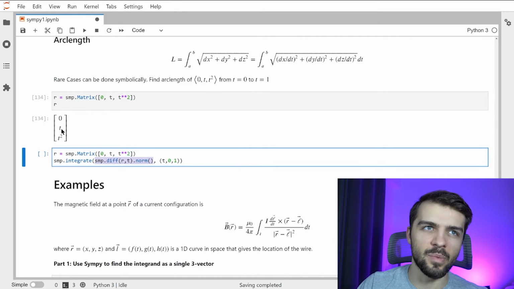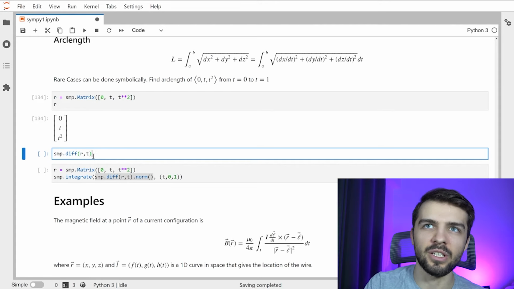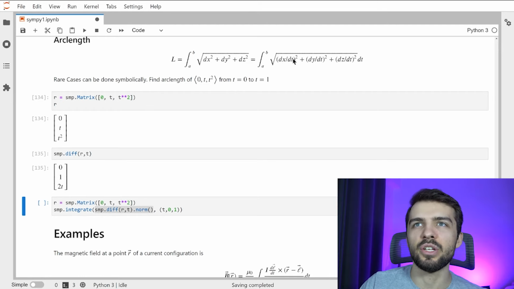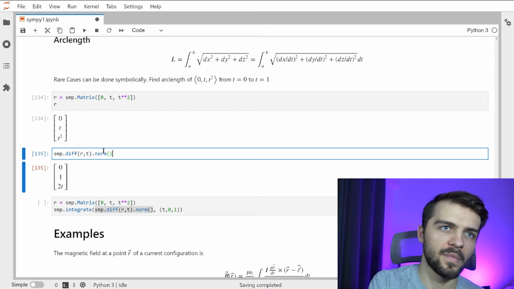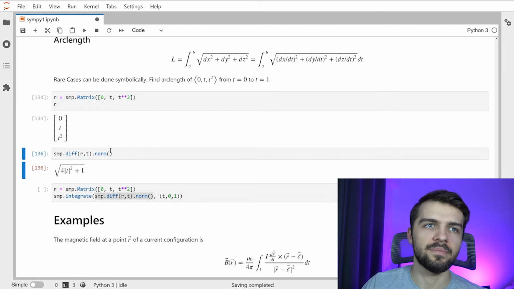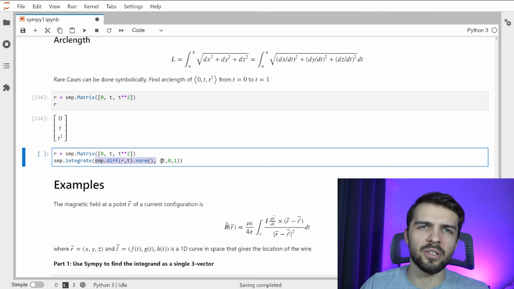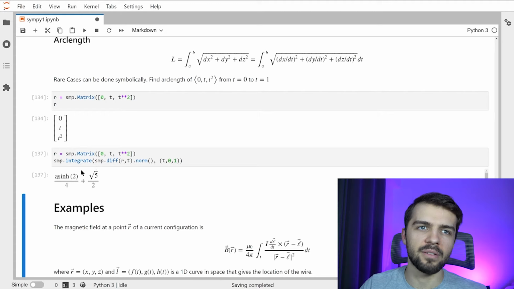Because this is x of t, this is y of t, this is z of t. Again, using this functionality is really nice. I take the derivative, so here I get dx dt, dy dt, dz dt. And I take the norm of the velocity, which is what this is here. And I get my integrand. And then I can integrate this integrand, from t goes from 0 to 1, just like a regular integral. And I get my value here.